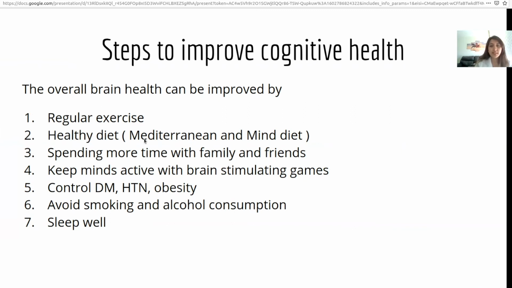And healthy diet, Mediterranean, and the MIND diet. Spending more time with family, socializing, having conversations, it improves the brain health. Keeping mind active with stimulating games, for example, Sudoku or chess, anything that improves the brain function. And control of diabetes, hypertension, and obesity, like I explained earlier, anything that's good for your heart is good for your brain. Avoid smoking and alcohol consumption and sleep well. It has been found that people who have insomnia are more likely to develop Alzheimer's disease.